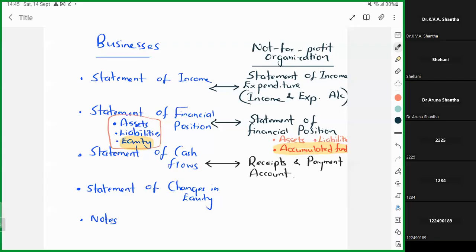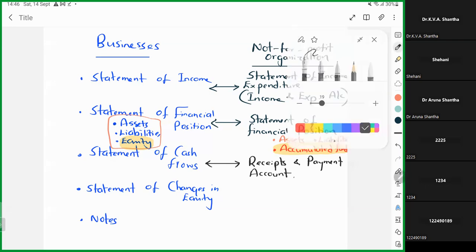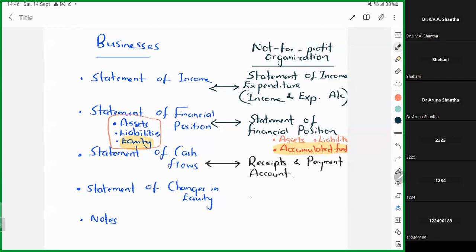So members contribute to the organization by paying membership fees. That can be annual, that can be a lifetime membership. Now to show that, you have to prepare a membership fees account.